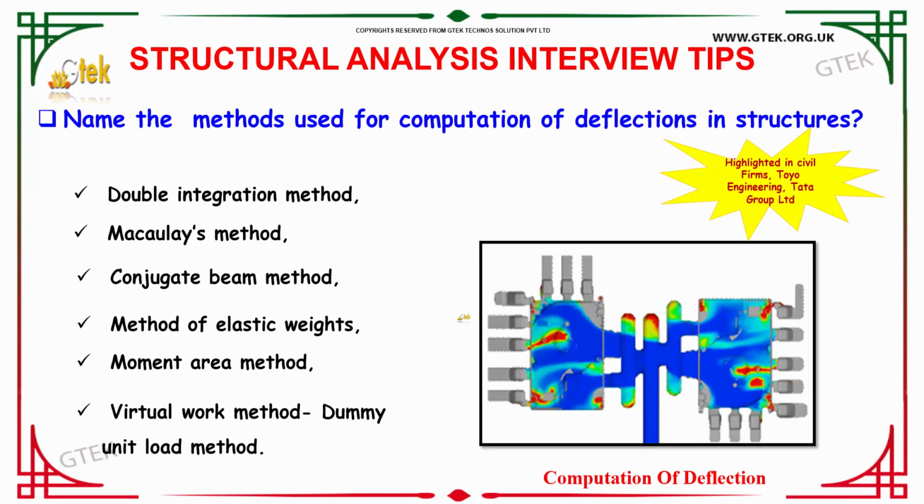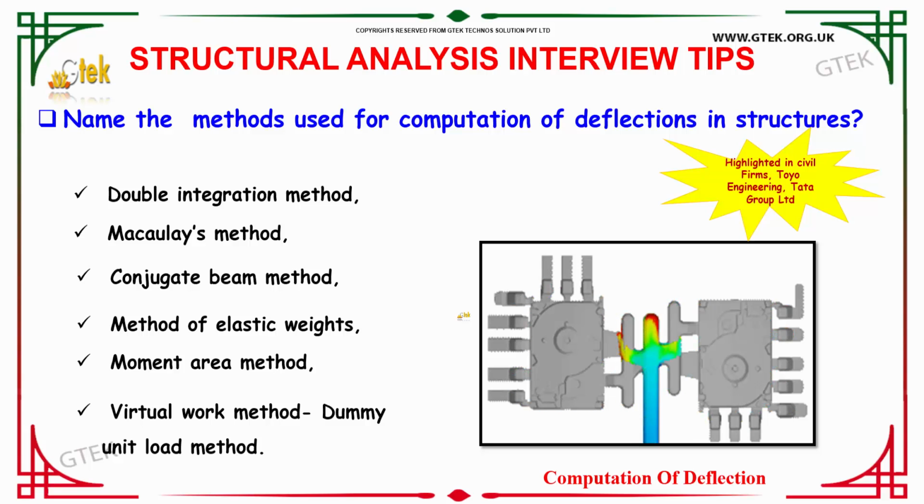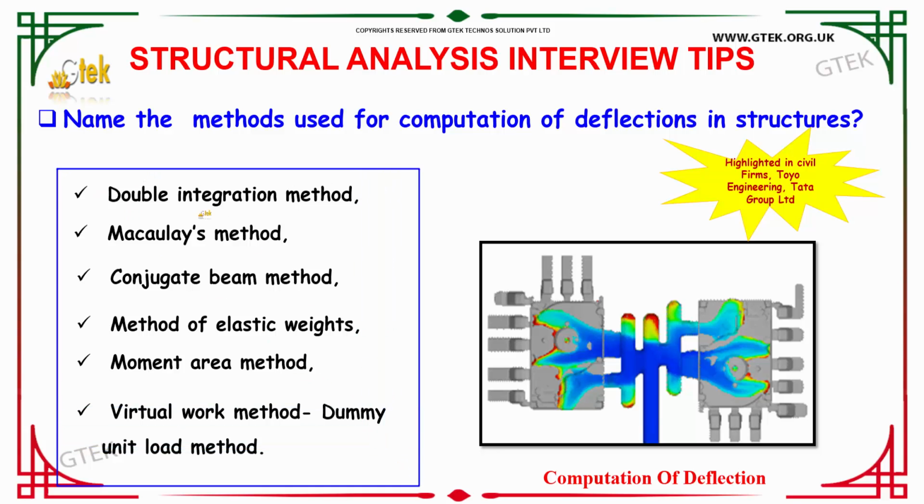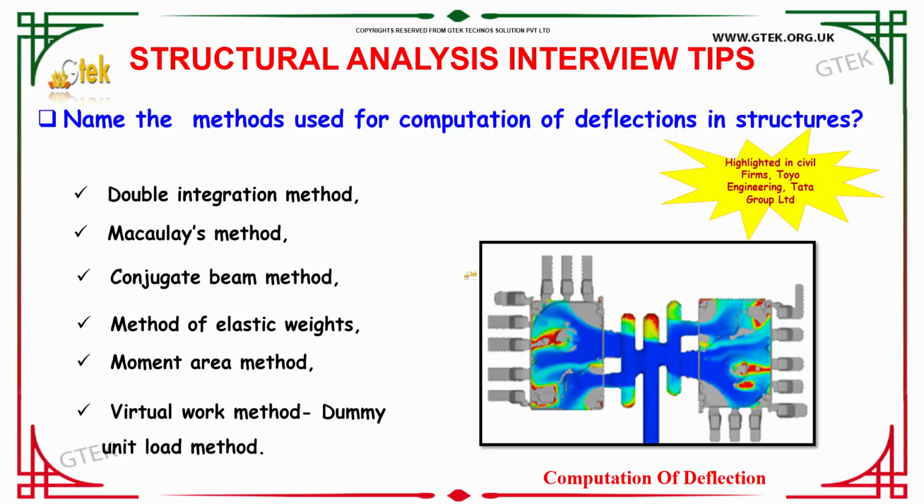Moving on to our next question, we have, name the methods used for computation of deflections in structures. So the methods that are used for computation of the deflections in structures include double integration method, Macaulay's method, conjugate beam method, method of elastic weights, moment area method, virtual work method, dummy unit load method. So these are the various methods that are used for computation of deflections in structures.